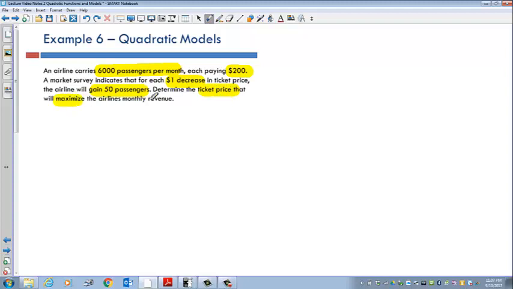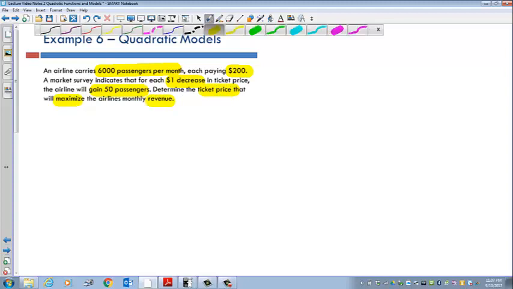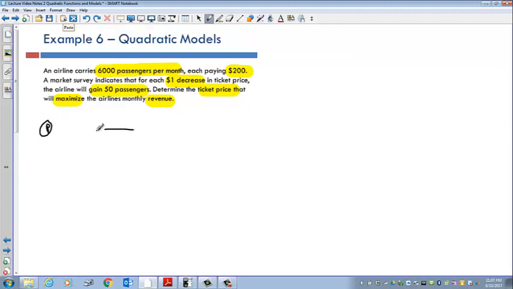So maximize revenue. All right, so I like to highlight or underline things, and then I trim down and try to draw a picture. And my picture usually involves a plane, so here's my plane. I have 6,000 passengers, so I'm going to just draw some people here. So 6,000 people. You write people if you want, or just leave it. It doesn't matter as long as you know what it is. And then over here, I have each paying $200 to fly in that plane. So $200 each. It's hard to write on this tablet.